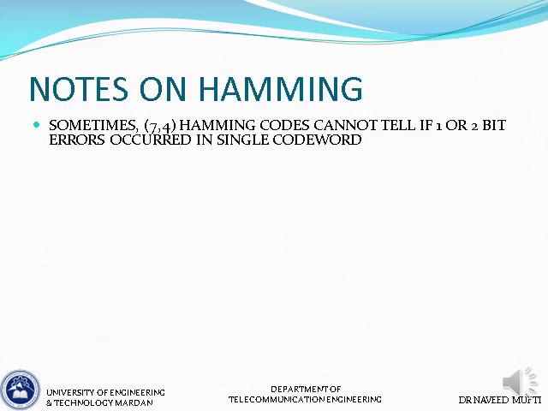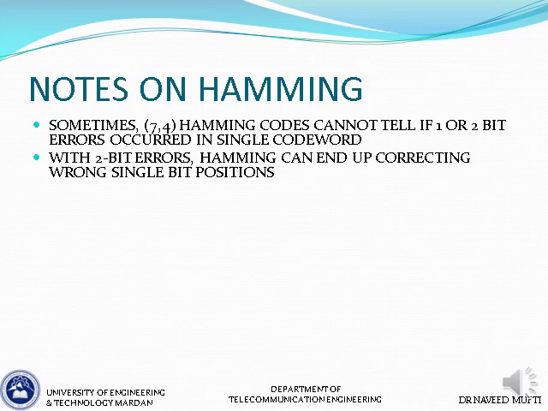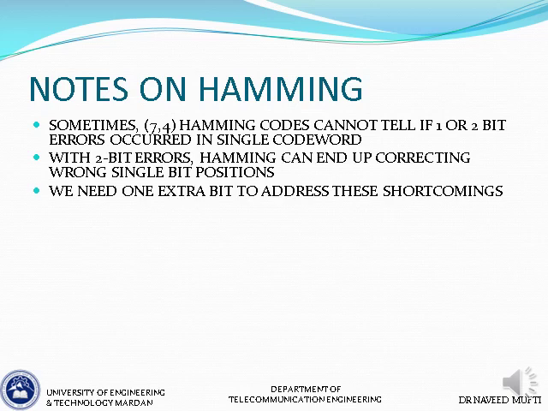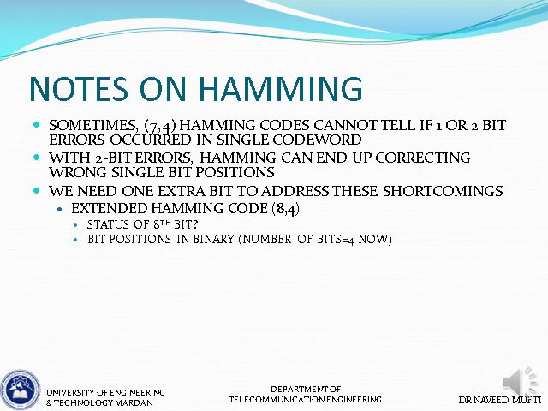Sometimes a 7/4 Hamming code cannot tell if 1 or 2 bit errors have occurred in a single code word, and when that happens, that leads to problems as we saw on the previous slide. So with 2-bit errors, Hamming can end up correcting the wrong single bit error position, as you noticed in the previous slide. In such cases, we need one extra bit to address these shortcomings. So that is where we can use extended Hamming code, which is the 8/4 code. So we add one extra parity bit. So the extra 8th bit is a parity bit.